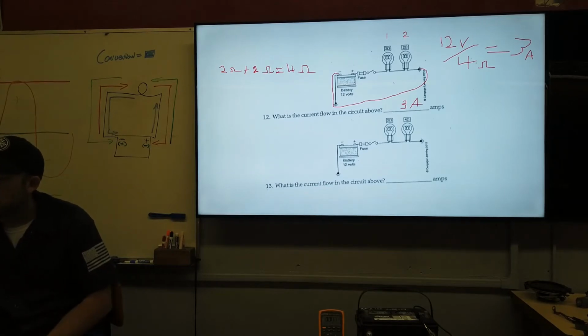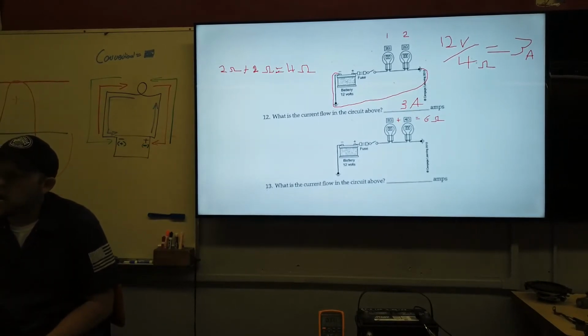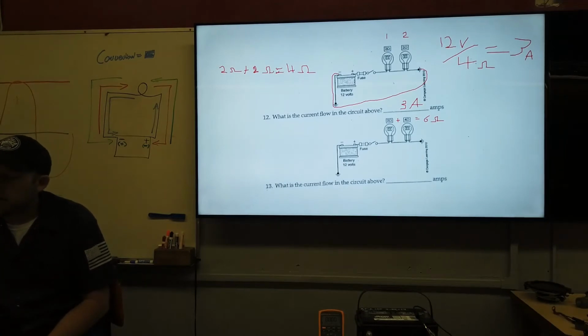Now for this one, 2 ohms plus 4 ohms gives me 6 ohms. If I add those up for my series circuit, because your total resistance is the sum of all the individual resistances, then in this case we have 12 volts divided by 6 ohms, and that will give me 2 amps. Good enough.